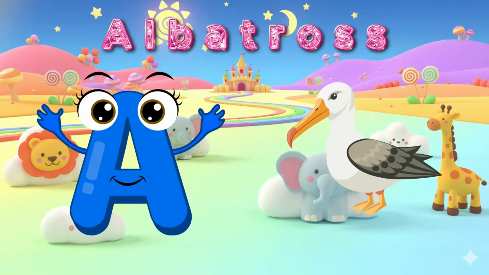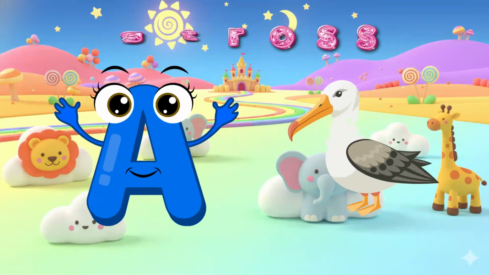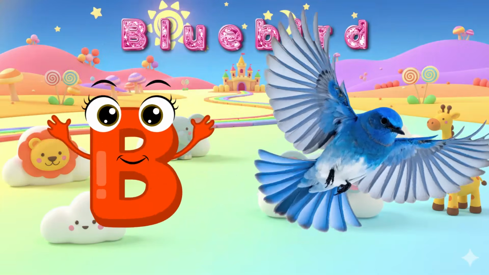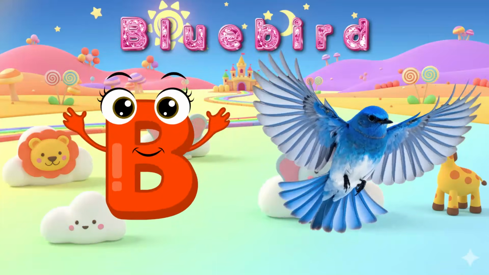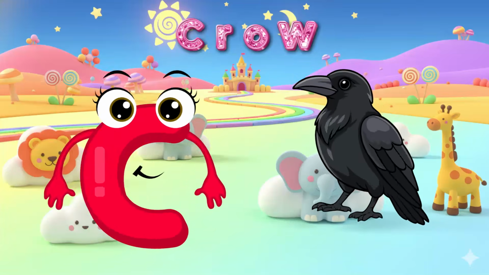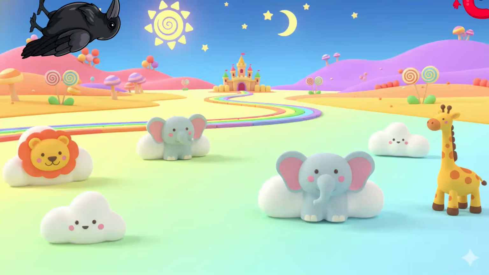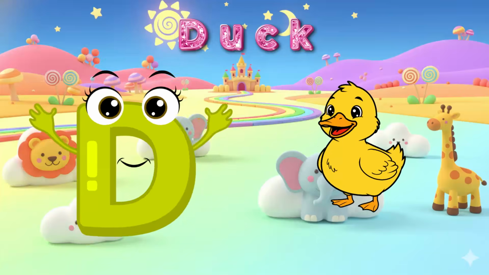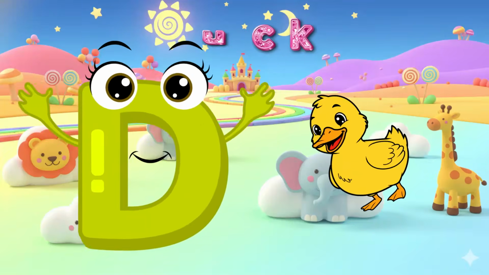A, albatross. A is for albatross. B is for bluebird. B, bluebird. C is for crow. C, crow. D is for duck. D, duck.